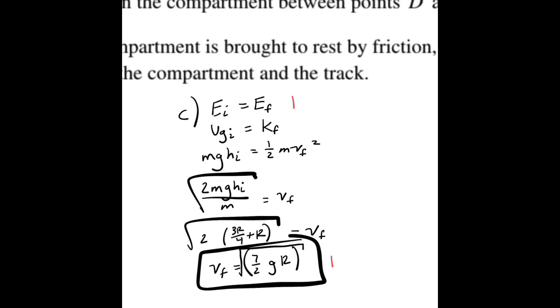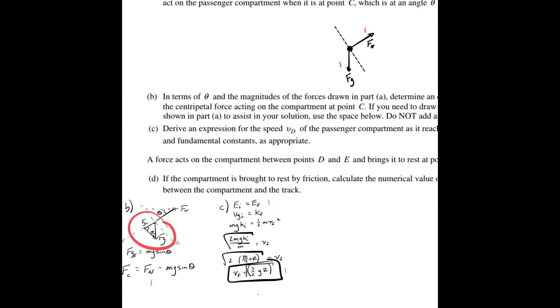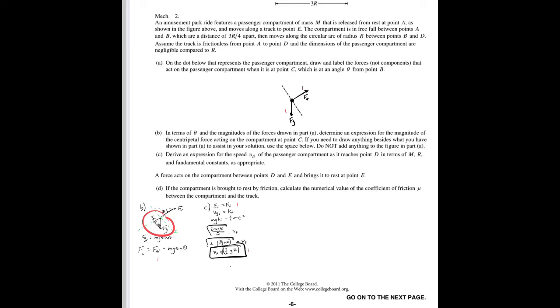Radical 7/2 gr. All right, moving on to part D. Part D asks us to figure out if the compartment is brought to rest by friction, calculate the numerical value of the coefficient of friction between the compartment and the track.